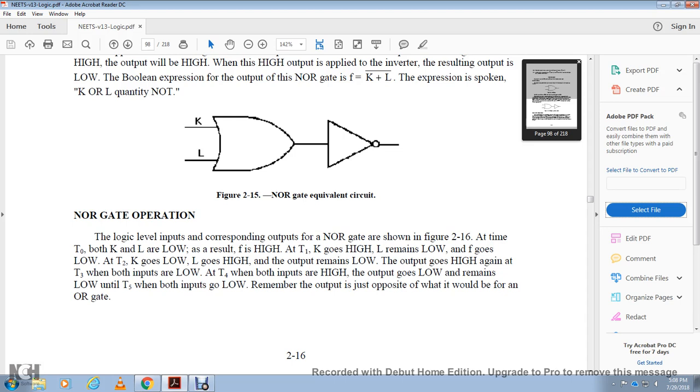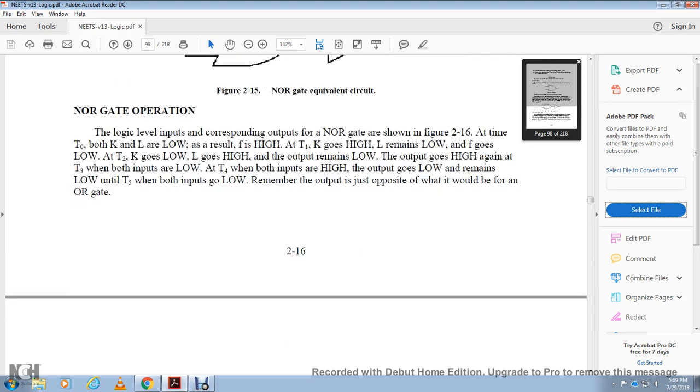The F output goes low. At time interval 2, X goes low, L goes high, and the output remains low. The output goes high again at time interval 3, when both inputs are low. At time interval 4, both inputs are high, the output goes low, and remains low until time interval 5, when both inputs go low. Remember, the output is just the inverse of an OR gate.